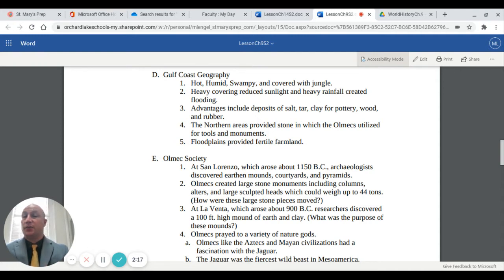The advantages of this region include deposits of salt, tar, clay, which the Olmec used for pottery, wood or timber from the jungle region, and of course rubber. This comes from trees. The northern areas provided stone, which the Olmec would utilize for tools and monuments. And then the floodplains in this region provided fertile farmland.